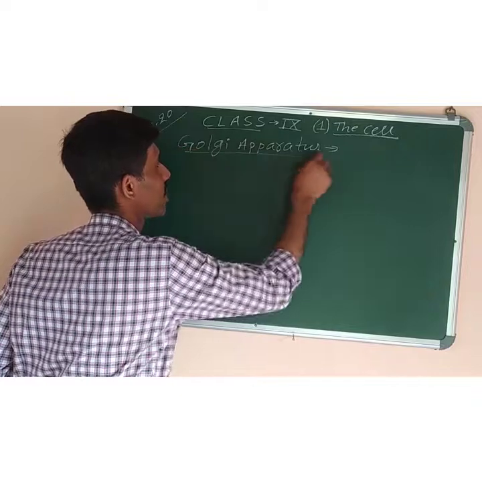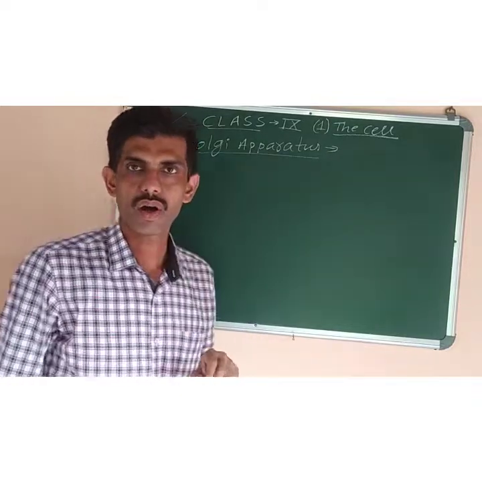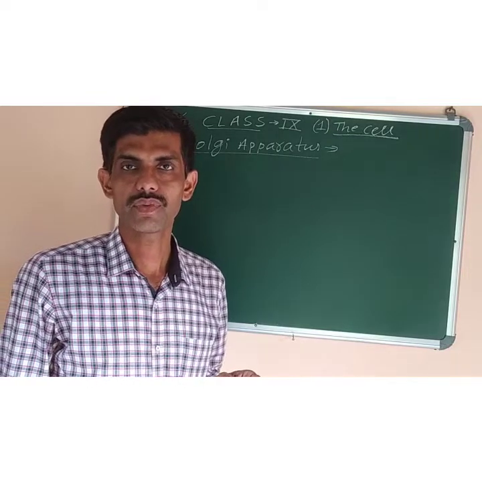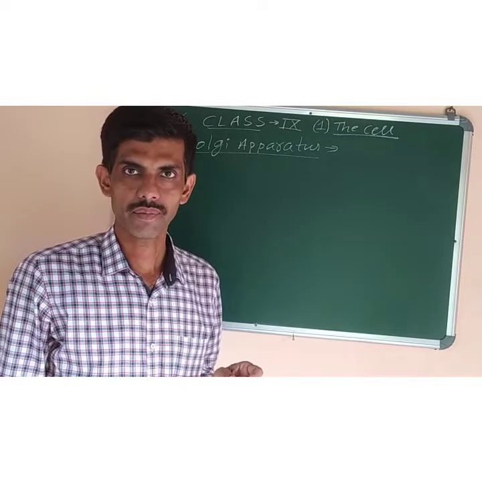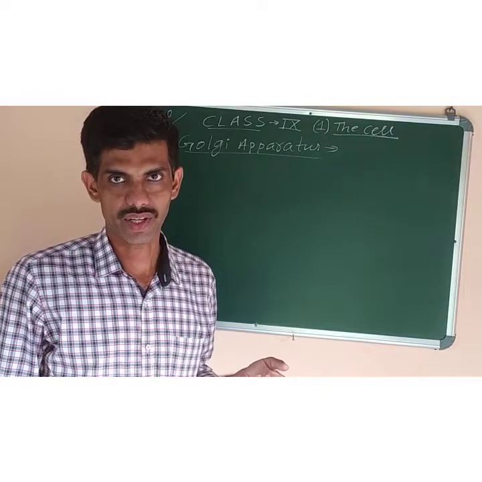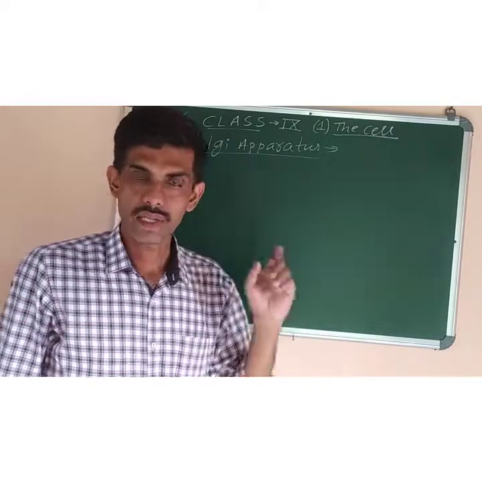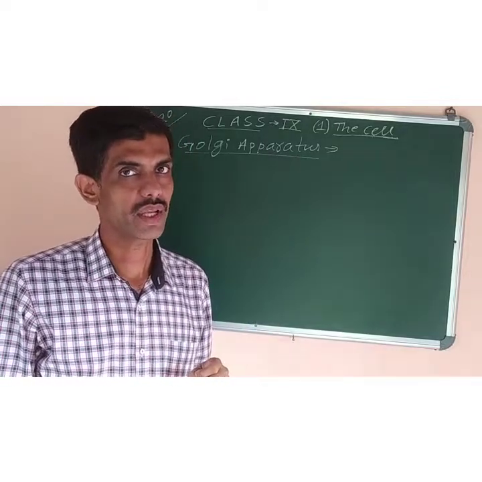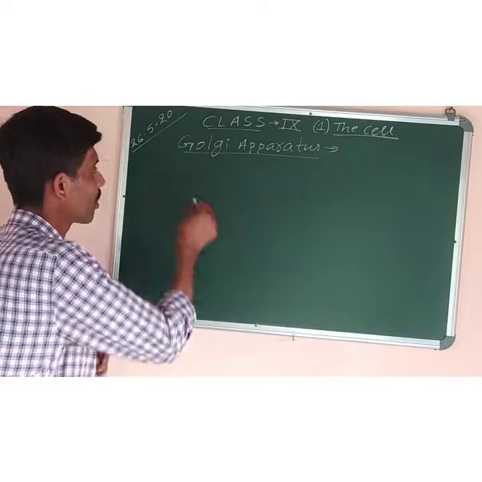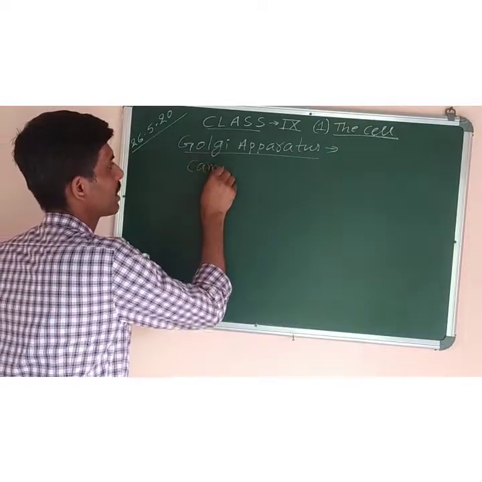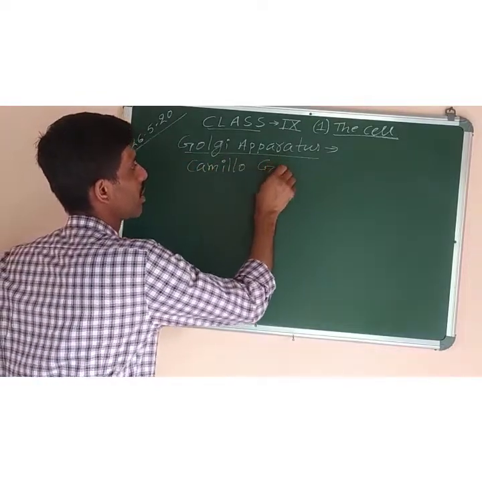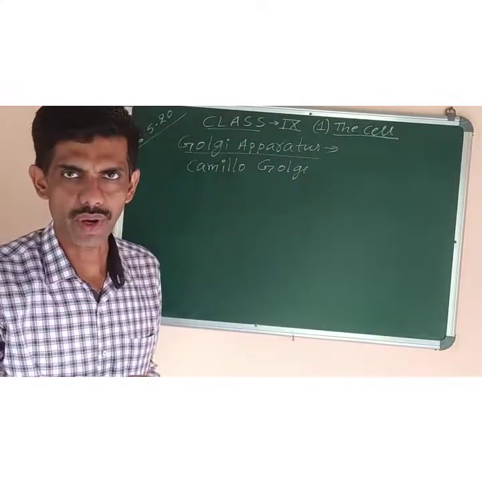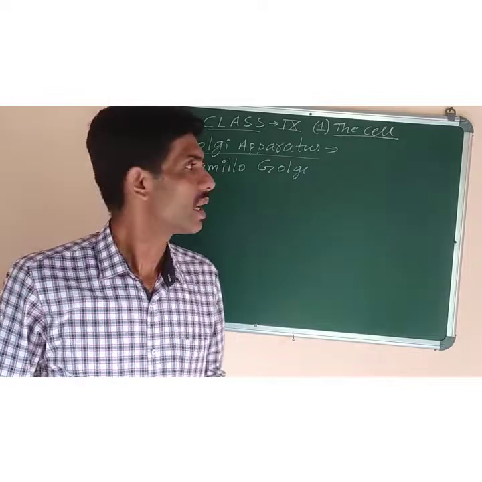Now listen to this. Golgi apparatus is also present in the eukaryotic cells. It is a membranous lamellar structure which is found in eukaryotic cells. I am not writing all this; whatever is important, that only I will write because we have plenty. It was discovered by Camillo Golgi in 1838, and that's why the name is Golgi apparatus.